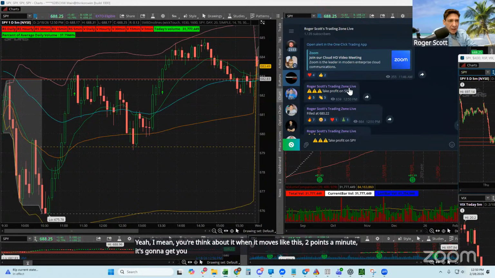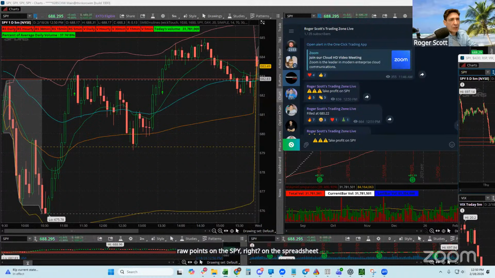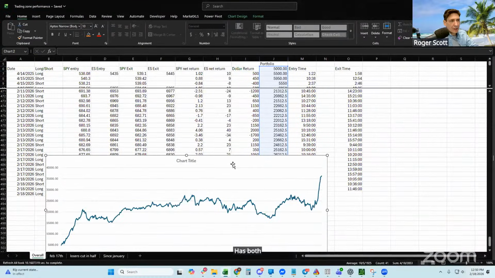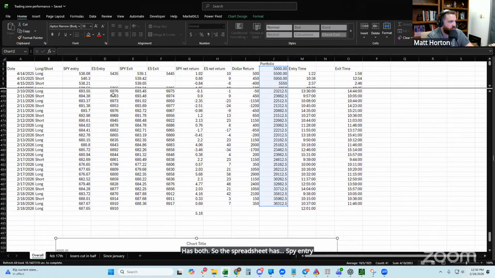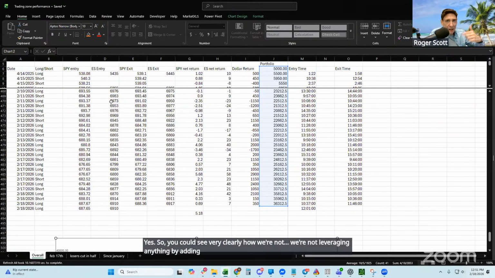Now, can you explain to folks how you're tracking these? You're tracking this using the SPY, correct? Raw points on the SPY, right? The spreadsheet has both. So the spreadsheet has SPY entries and exits, and then the E-mini entries and exits. So you can see very clearly how we're not leveraging anything by adding position size or adding contracts. We're just going net, net, net, net.